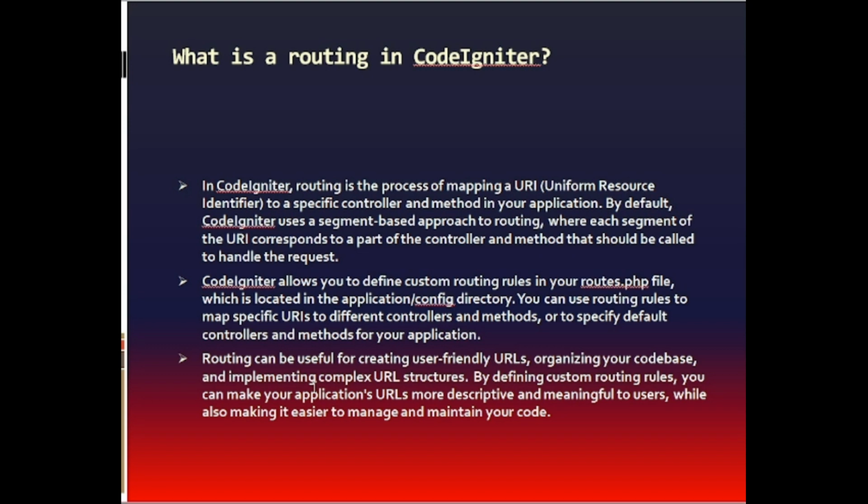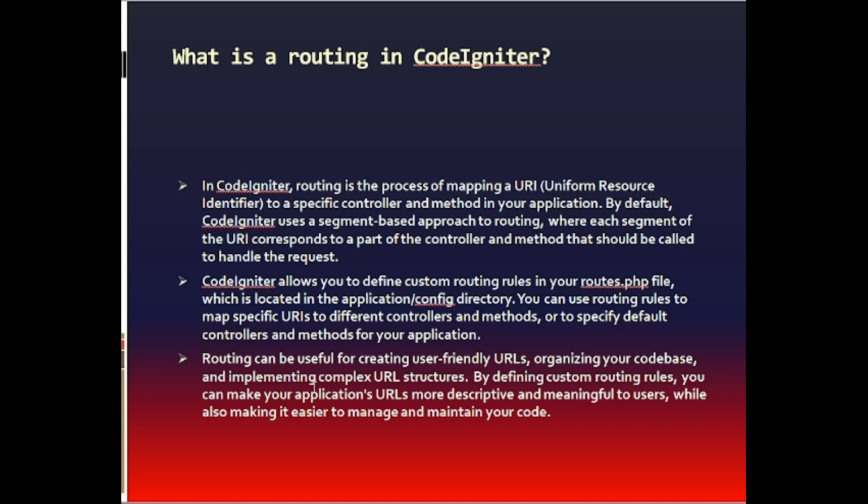You can use routing rules to map specific URIs to different controllers and methods, or to specify the default controller and method of your application. Routing can be used for creating user-friendly URLs, organizing your code base, and implementing complex URL structures. By defining custom routing rules, you can make your application URLs more descriptive and meaningful to users, while also making it easier to manage and maintain your code.